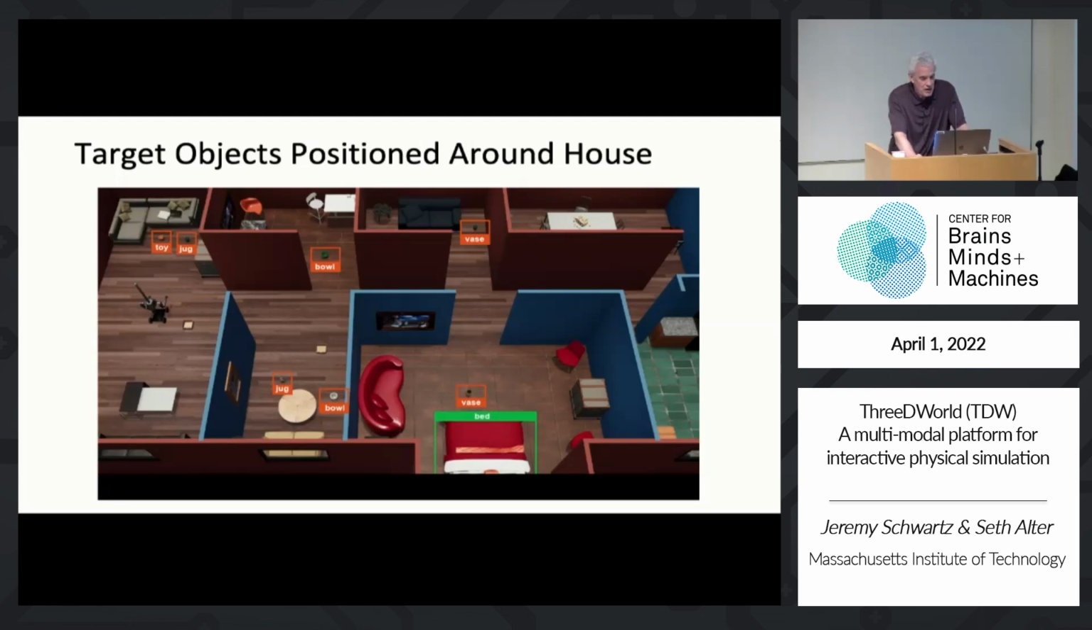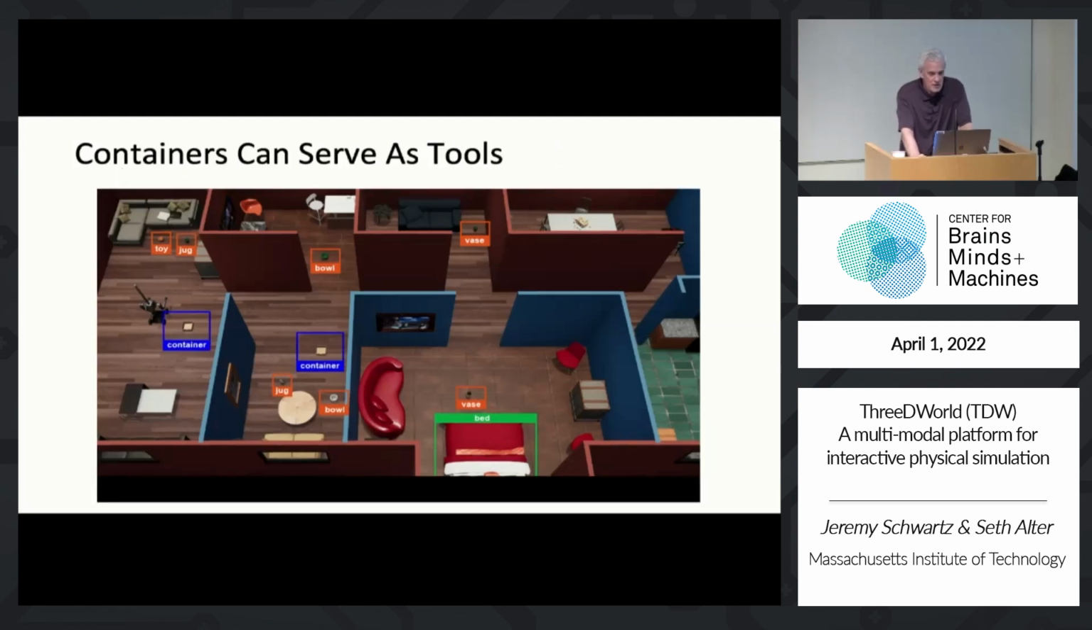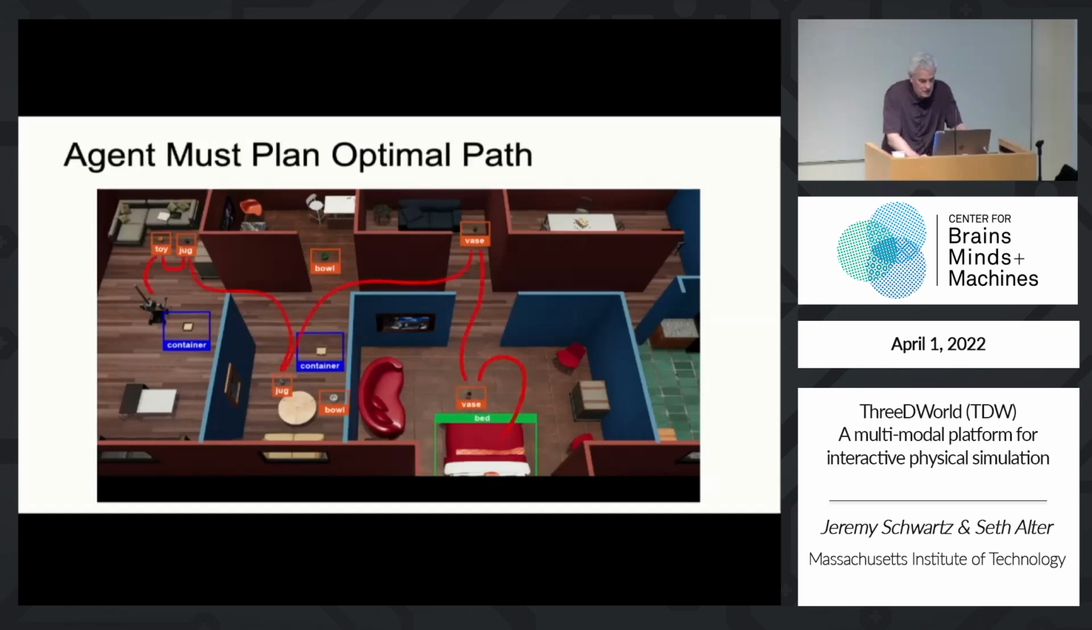The agent has an interaction budget, in other words, a fixed number of actions that it must stay within in order to successfully complete the challenge. We also position containers around the house that can be used as tools to transport objects efficiently. On its own, the agent can carry at most 2 objects at a time. However, using a container, it can carry several objects at once. However, locating and retrieving a container uses up valuable interaction steps. Therefore, the agent must plan the optimal path to transport the objects to the goal location and reason about whether to use containers or not.